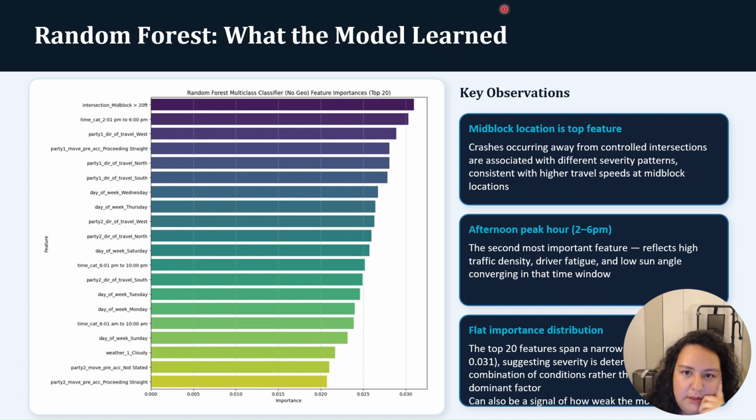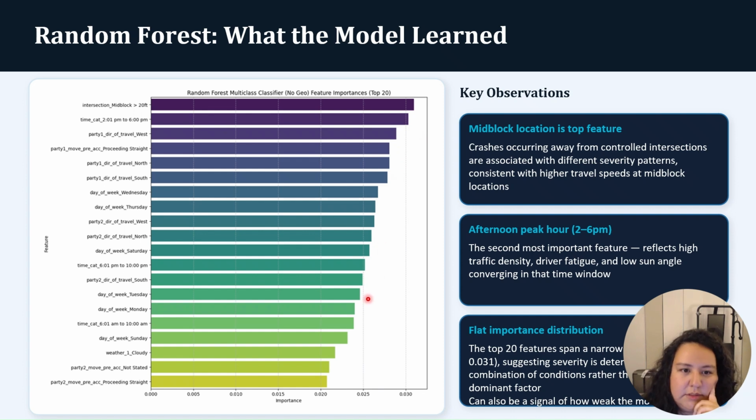So what features are important here? When coordinates are removed, the most important features become crash circumstance and time of day. So mid-block crashes occurring away from the intersections are associated with more severe patterns, and it's possible that mid-block crashes are happening at higher speed and thus have more severe outcomes. The afternoon 2 to 6 p.m. window is the second most important feature, which reflects high traffic density, and it could have to do with the low sun angle in the sky.